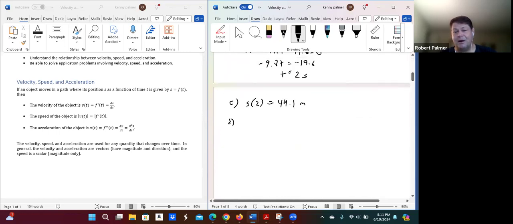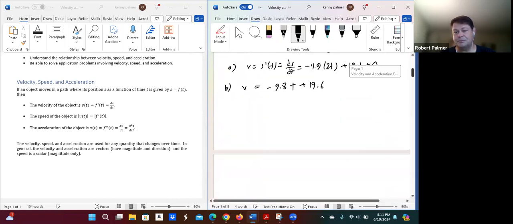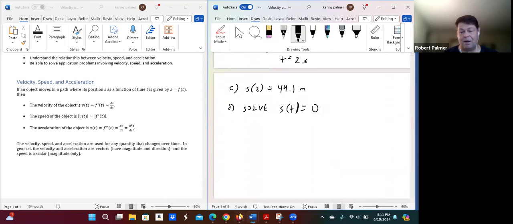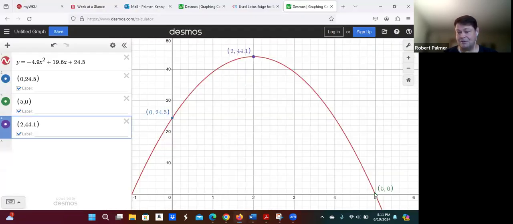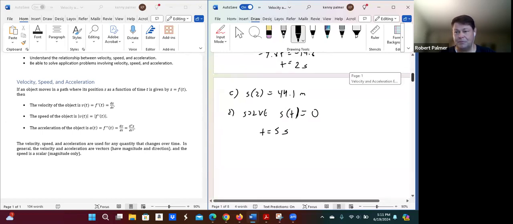So the best thing to do is solve S of t, take your function and set it equal to 0, because at the ground the height equals 0. So we said in our graph, this is the ground, height equals 0. If you do that, let's go back to our graph, that is basically after 5 seconds. If you solve that, which would be a quadratic equation, that t would be 5 seconds. That's when it hits the ground.